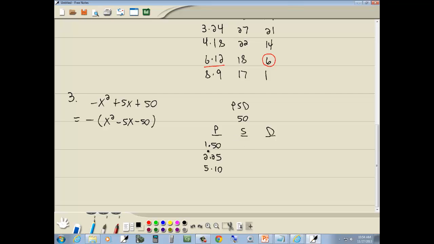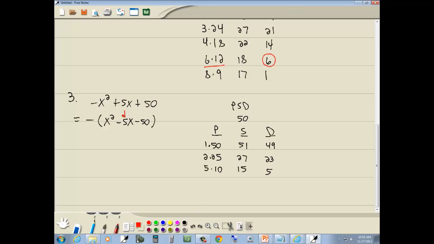In the S column, we'll add them together. 1 plus 50 is 51, 2 plus 25 is 27, 5 plus 10 is 15. In the difference column, we'll subtract them. 50 minus 1 is 49, 25 minus 2 is 23, 10 minus 5 is 5.